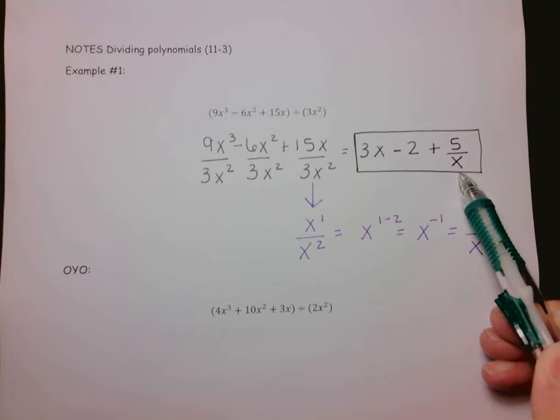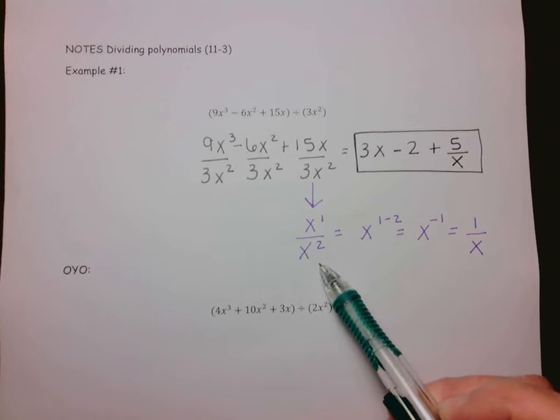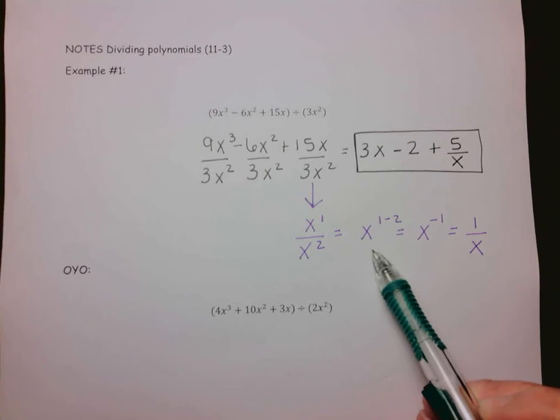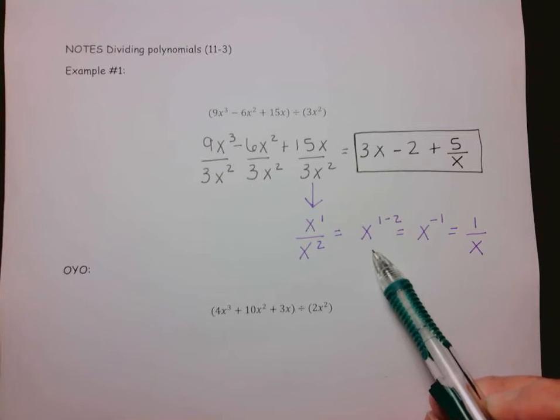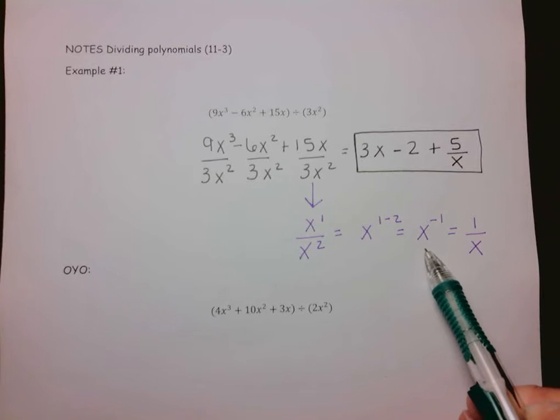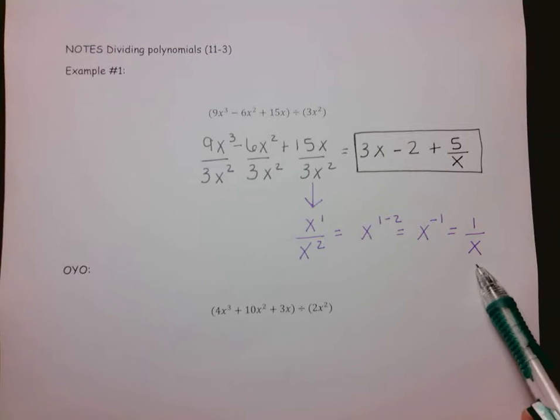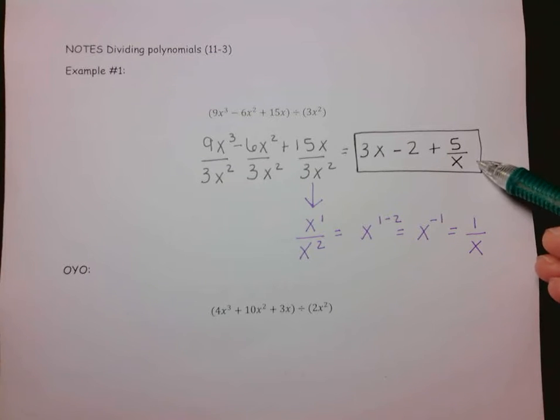But look at the variables. Remember what you are doing when you are dividing powers that have the same base. When you are dividing powers that have the same base, you are subtracting the exponents. So once I subtract the exponents, I get x to the negative 1, which is the same thing as saying 1 over x. And so that's why my variable x here is in the denominator.